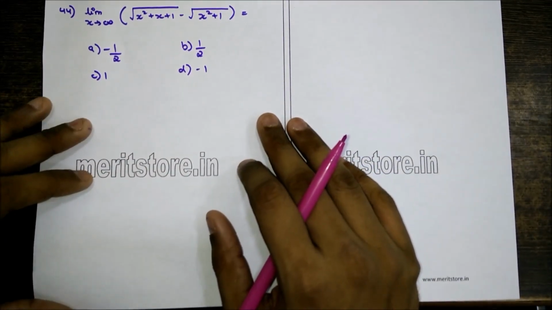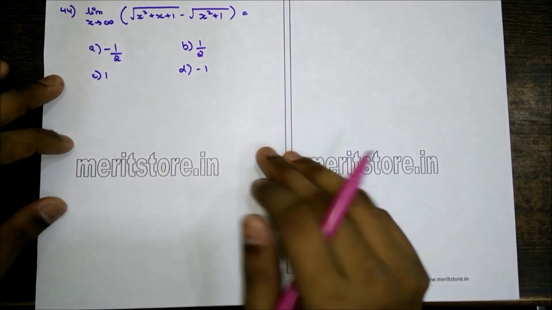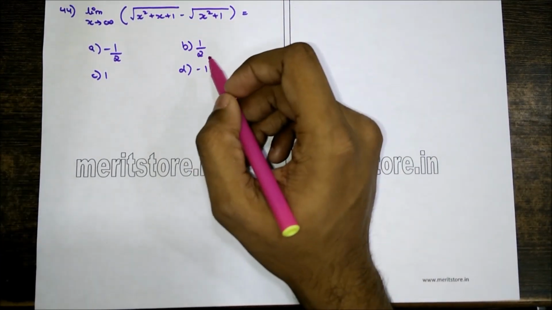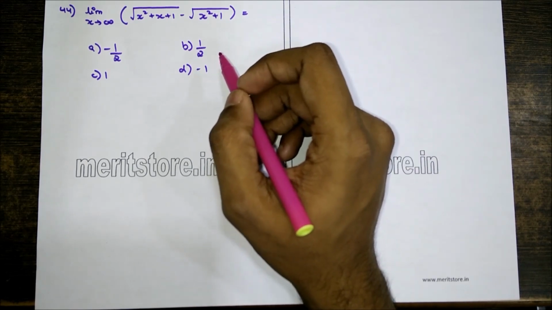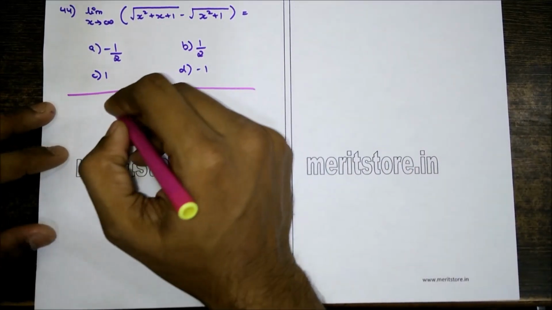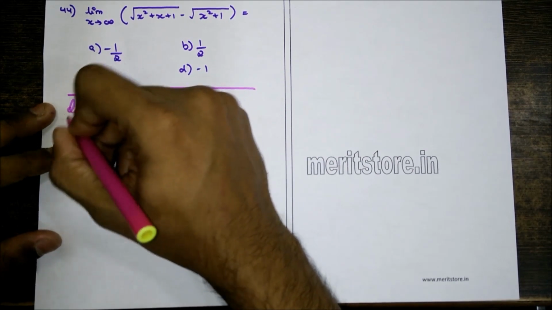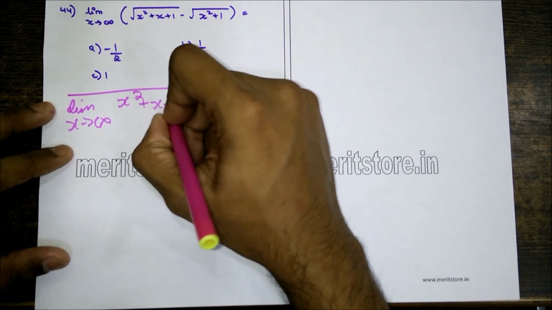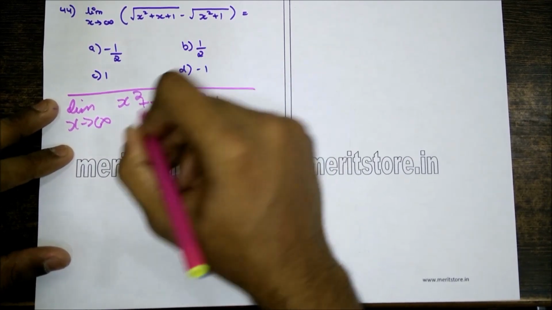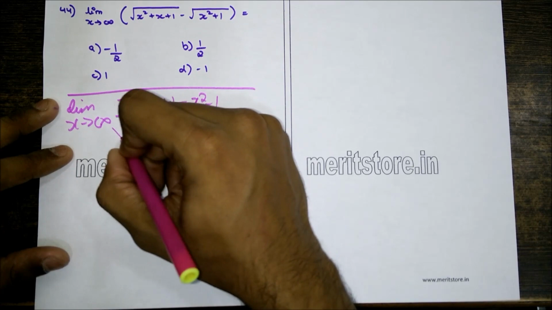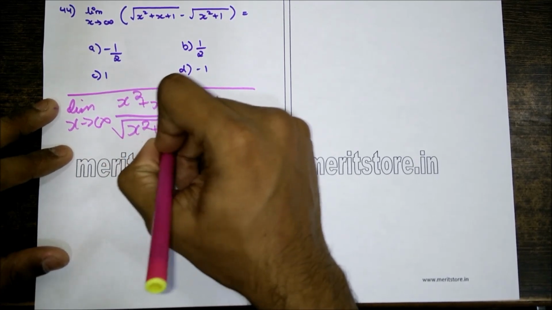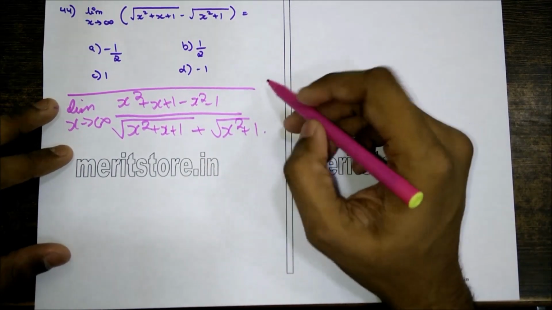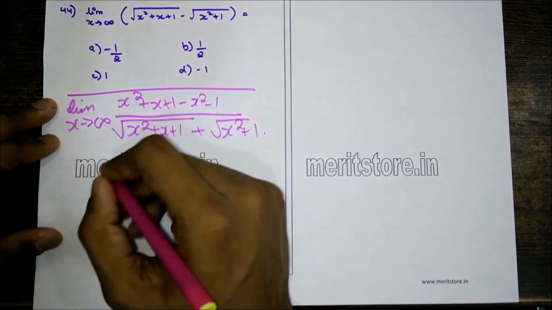Limit of x tends to infinity, root of (x square plus x plus 1) minus root of (x square plus 1) equals: a) minus 1 by 2, b) 1 by 2, c) 1, or d) minus 1. So therefore we can write limit of x tends to infinity, (x square plus x plus 1 minus x square minus 1) upon (root of x square plus x plus 1 plus root of x square plus 1). That is by taking the conjugate and multiplying and dividing it.